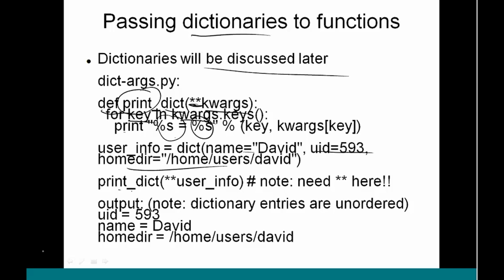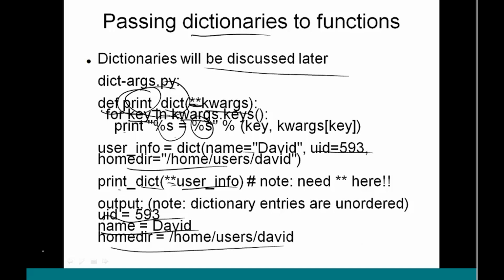So if you say print dict, star star user info, I think this one is print underscore dict actually. And then the output is user ID is 593, name is David, and then the home directory is /home/user/David.